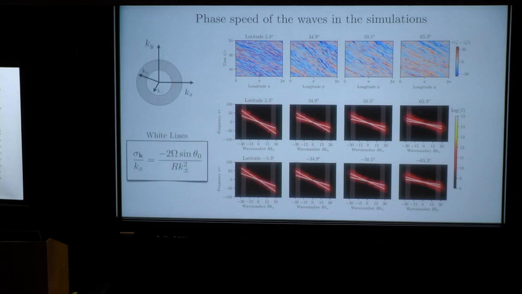And if we can go back to our dispersion relation for the Rossby waves, and take into account the fact that we are forcing modes in this racetrack with a minimum k minus and a maximum k plus.